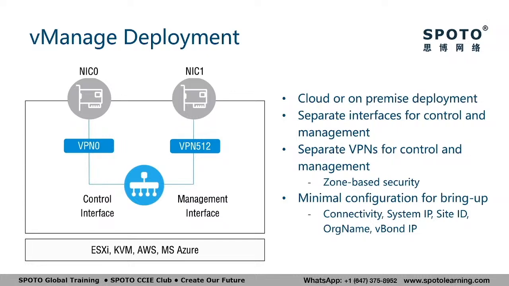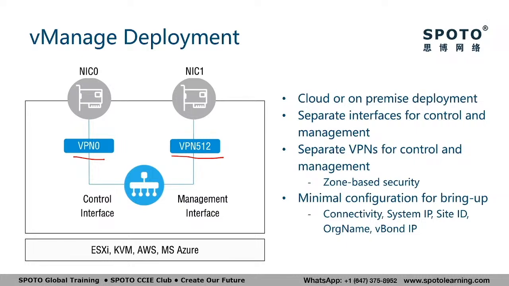For the vManage deployment, you can deploy it in the cloud or on-premise. Once the vManage starts up, there are 2 interfaces by default. One is called VPN 0, the other is called VPN 512. What are they used for? As the diagram shows here, VPN 0 is the service interface. VPN 512 is the management interface. It's basically the outbound management interface.